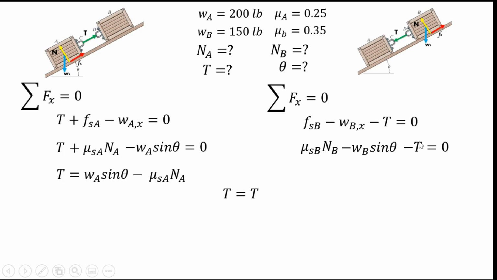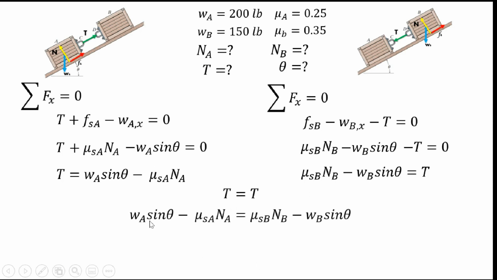For crate B, since the tension here is negative, we will just move the tension to the other side. So tension is equal to mu B times the normal force of crate B minus WB sine theta. So let's substitute it into this equation. So it will be W sine theta minus mu A times NA is equal to mu B times the normal force of crate B minus WB sine theta.